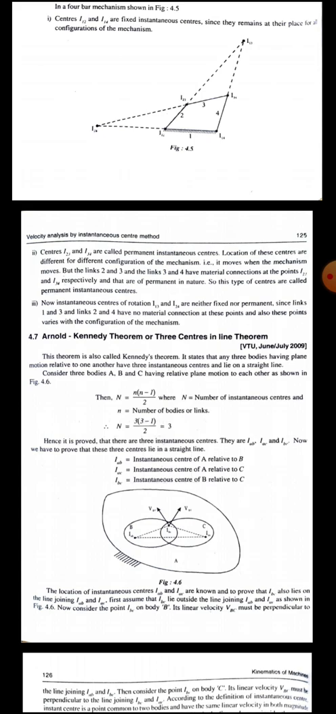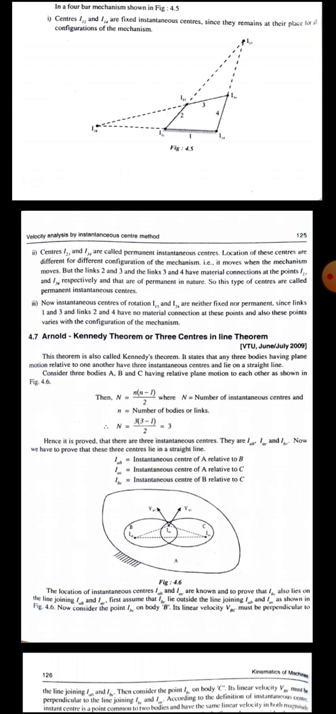Now we have to prove that these three centers lie in a straight line. IAB is the instantaneous center of A and B. IAC is the instantaneous center of A and C. IBC is the instantaneous center of B and C. The locations of instantaneous centers IAB and IAC are known.